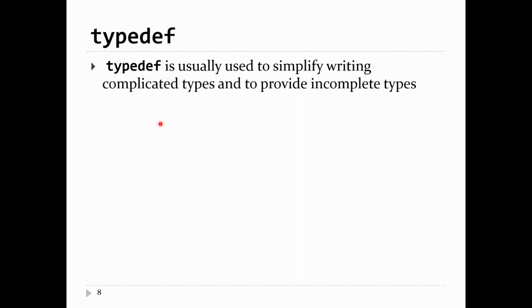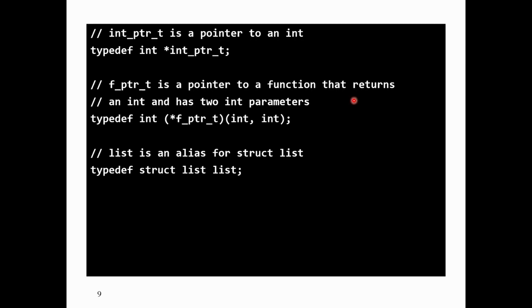The reason you do this is because you want to avoid writing complicated types. And it also lets you do something in C which you can't do in Java. You can actually provide a name for an incomplete type. So let's look at that. Okay. So the first example, typedef int star int_pointer_type.